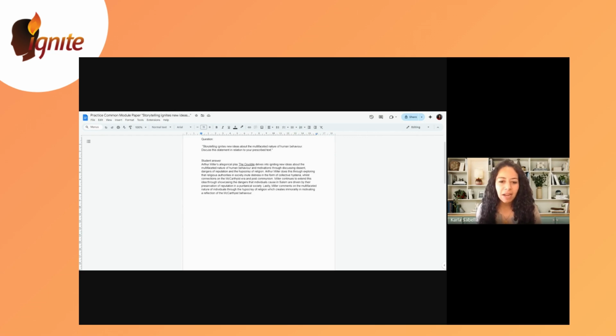Okay, so let's go back and use the formula that is so crucial to making sure you can answer questions. The first thing we want to do is underline the keywords. So we've got storytelling, ignites, and individual keywords, not groups of words, not phrases, individual ones: new, ideas, about, the multifaceted nature of human behavior. All right, discuss.